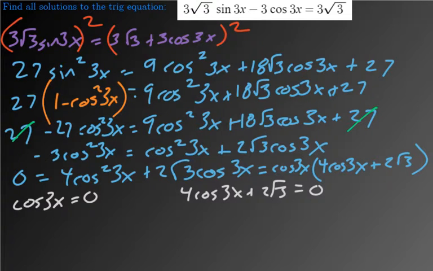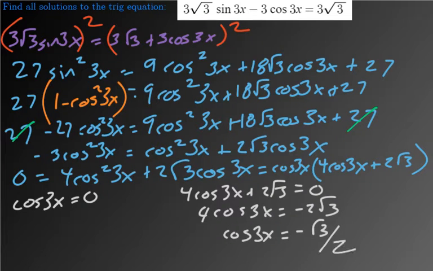If you move the 2 root 3 over, we get 4 cos 3x equals minus 2 root 3, then you divide by 4, and it's saying cos 3x is equal to negative root 3 over 2, right? You're left with a 2 on the bottom when you divide by 4. So all that algebra just to get to the point where cos 3x equals 0 and cos 3x equals negative root 3 over 2. You should recognize that both of these are nice unit circle problems.